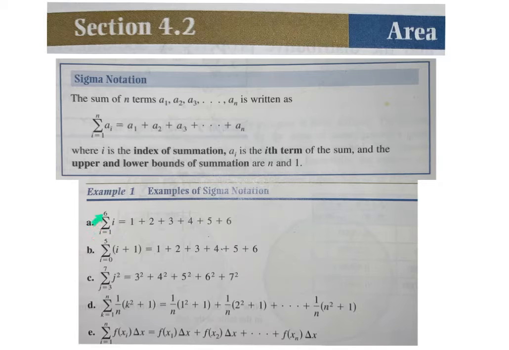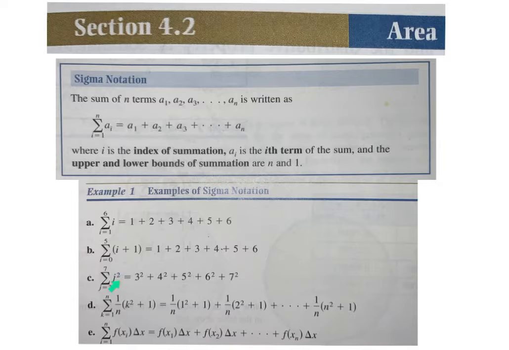If i starts at 1 and ends at 6 and you just have i, you're going to add 1, 2, 3, 4, 5, 6. If i starts at 0 and ends at 5 and your summation is i plus 1, then you're literally going to plug in a 0, a 1, a 2, a 3, a 4, a 5, and you'll get 1, 2, 3, 4, 5, 6 here. If your summation is j squared and j starts at 3 and goes to 7, you're going to say 3 squared plus 4 squared plus, so on and so forth.